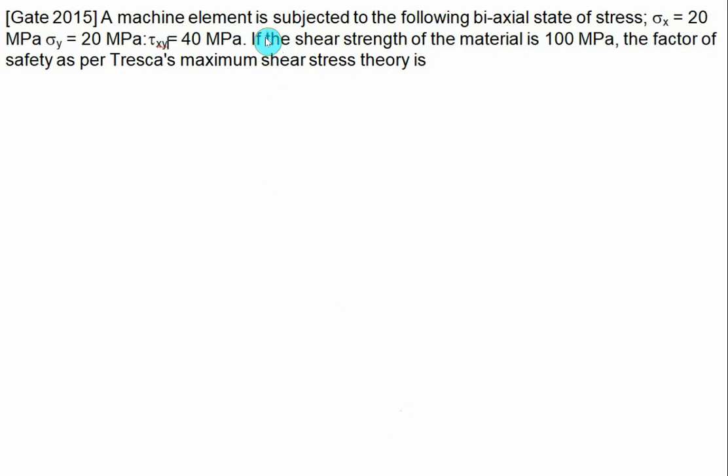A machine element is subjected to the following biaxial state of stress. Sigma x is 20, sigma y is equal to 20 megapascal, both are given as tension, and tau xy is equal to 40. The shear strength SSY is equal to 100 megapascal. The factor of safety as per Tresca maximum shear stress theory you have to find out.